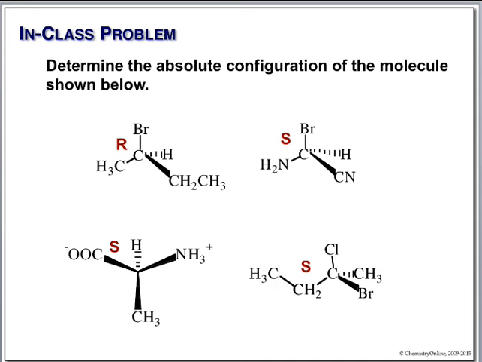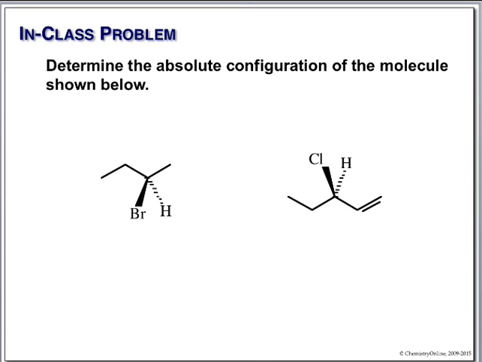Let's do a couple more test questions. These are very simple. Just go ahead and quickly assign your priorities. Draw your arc. Our hydrogen is our lowest. We have a bromine. We have a C with two hydrogens and a carbon, three hydrogens. That's our priorities. We connect the dots. And this is our configuration.